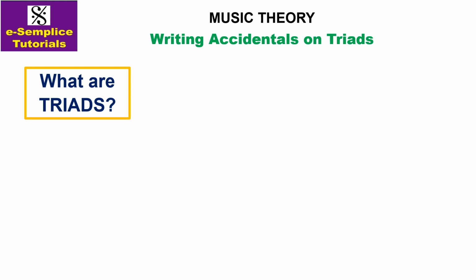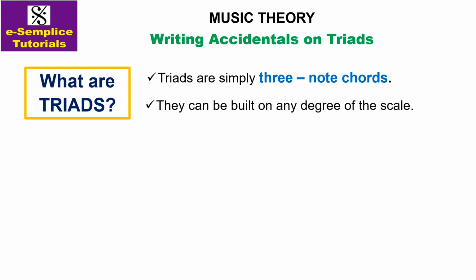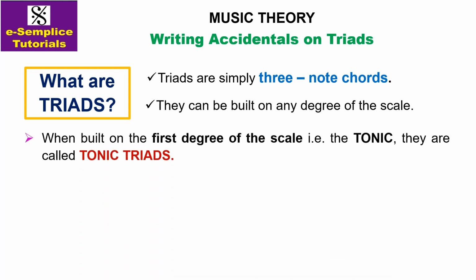Briefly, what are triads? Triads are simply three-note chords. Triads can be built on any degree of the scale. When triads are built on the first degree of the scale, i.e. the tonic note, they are called tonic triads.